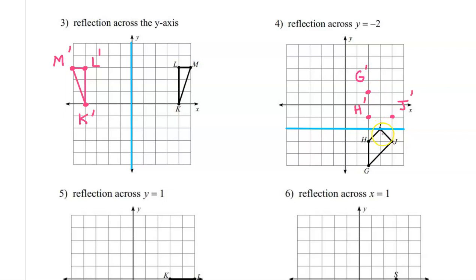And finally, notice that point I is right on the line. So the image will be in the same spot. The point will not move. So I prime is in the same spot as point I. Let's go ahead and draw the shape.